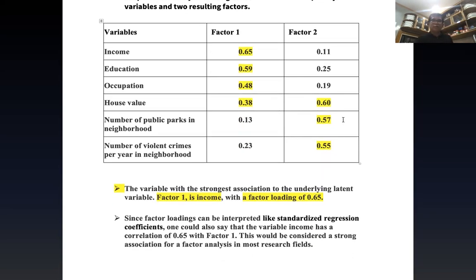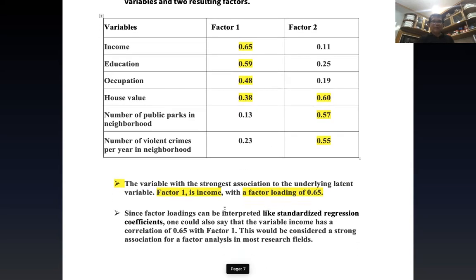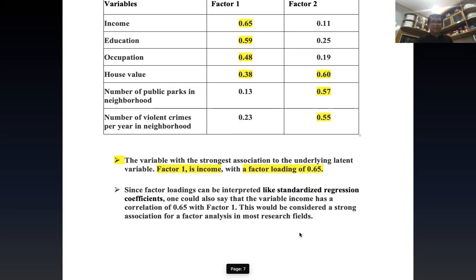The variable with the strongest association to the underlying latent variable, as you see in the table, for factor 1 is income, with a factor loading of 0.65. Since factor loadings can be interpreted like standardized regression coefficients, one could also say that the variable income has a correlation of 0.65 with factor 1. This would be considered a strong association for a factor analysis in most research fields.